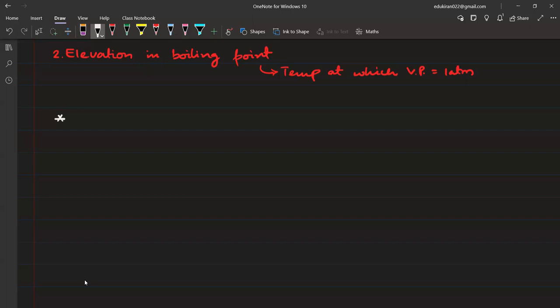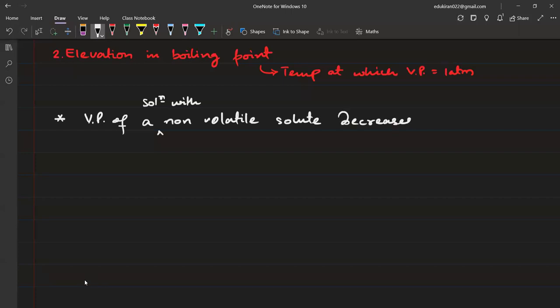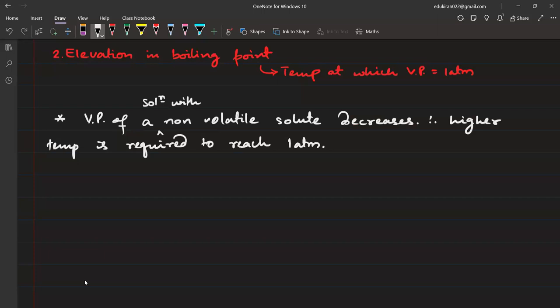So please write here. Vapor pressure of a non-volatile solute decreases. Therefore, higher temperature is required to reach 1 atm, the vapor pressure of 1 atm. It requires a higher temperature to reach the vapor pressure of 1 atm.